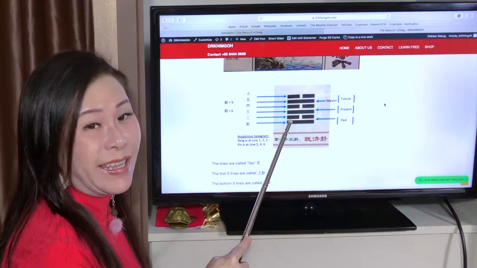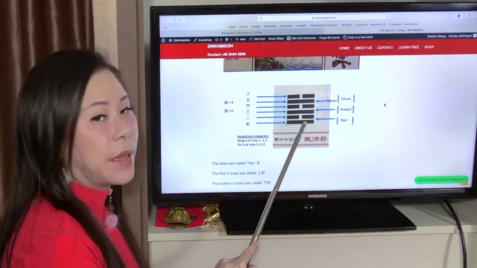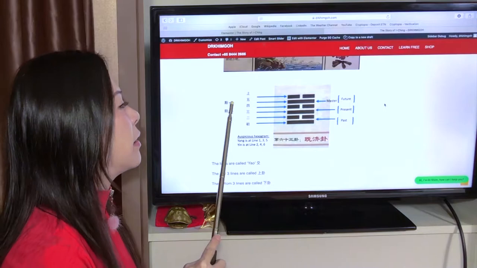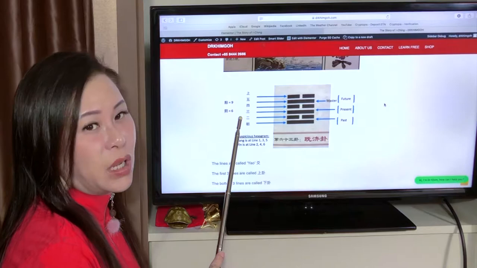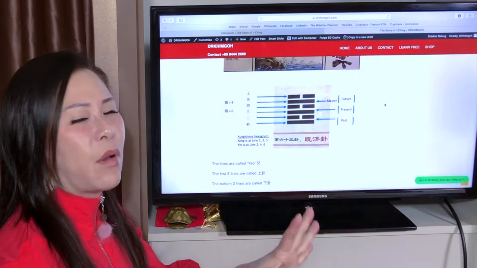For the yang line, the straight line, there's a name for it. We give it the numeric 9, we call it Jiu. For the yin line, there's also a name, we call it Liu. It's like an identification, like your IC number. 9 represents yang, 6 represents yin.